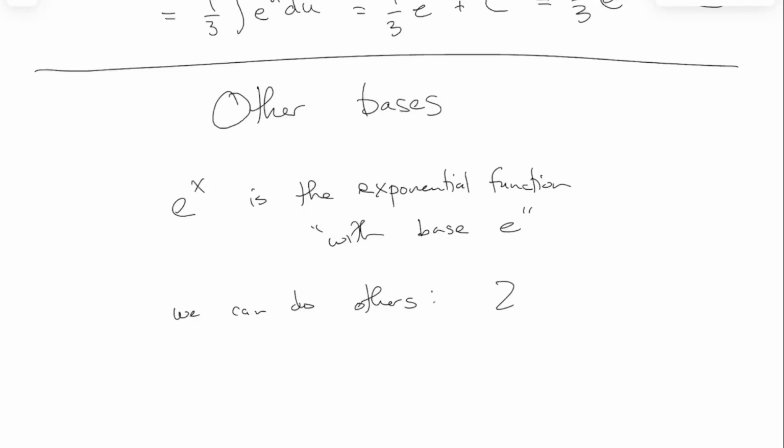Like 2 to the x or 10 to the x. These are probably the most important single exponential functions that people use. 2 to the x, 10 to the x, etc. Whatever base you want to put there. Actually, the base b to the x for any b greater than 0. It is important that the base not be negative, because weird things can happen if the base is negative, and maybe I'll say a little bit about that.